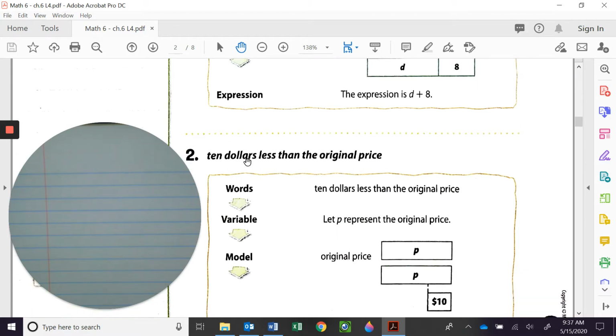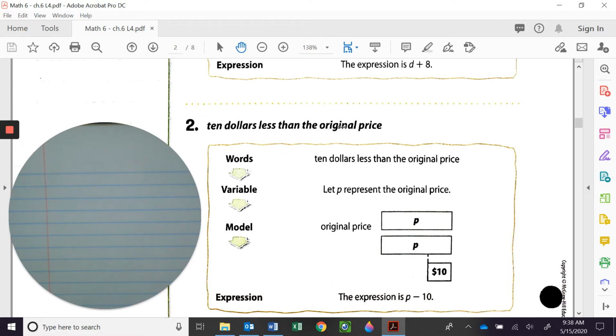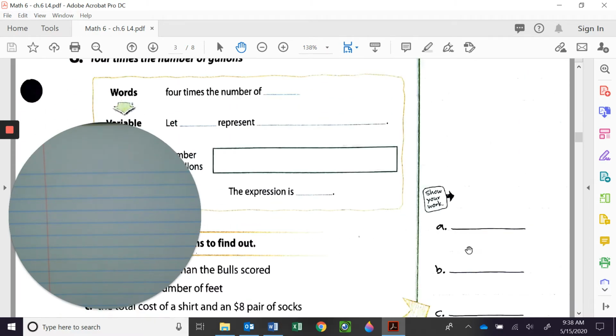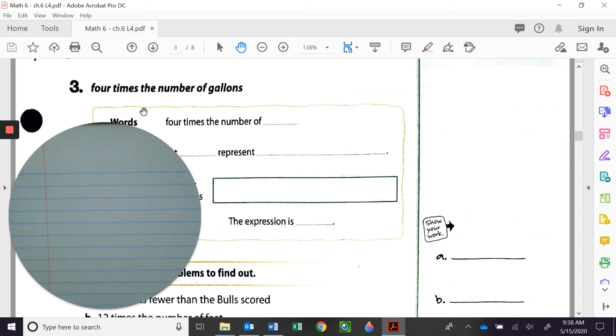$10 less than the original price. So the price, that's what they decided to use. You could have used O for original, it doesn't really matter. But they used P for price, and it's $10 less. So that's why it's P take away 10. Next, 4 times the number of gallons. We're probably going to use G for gallons, and it's 4 times that, so 4 times G.